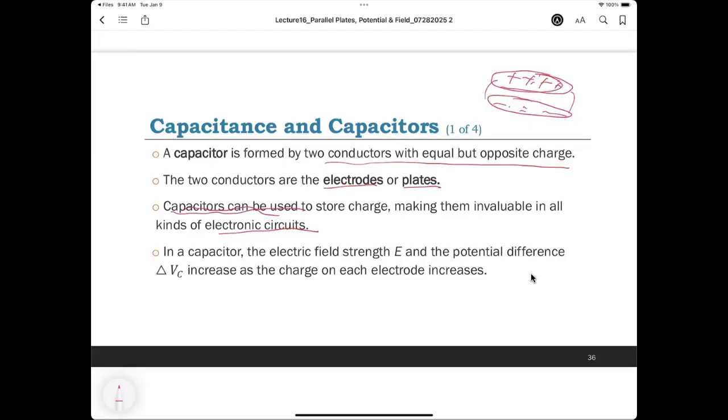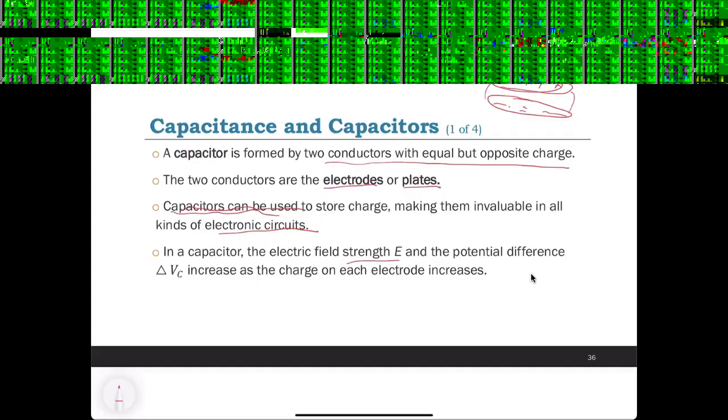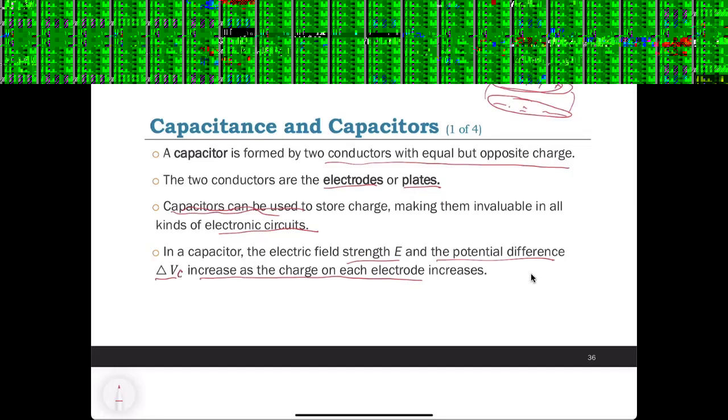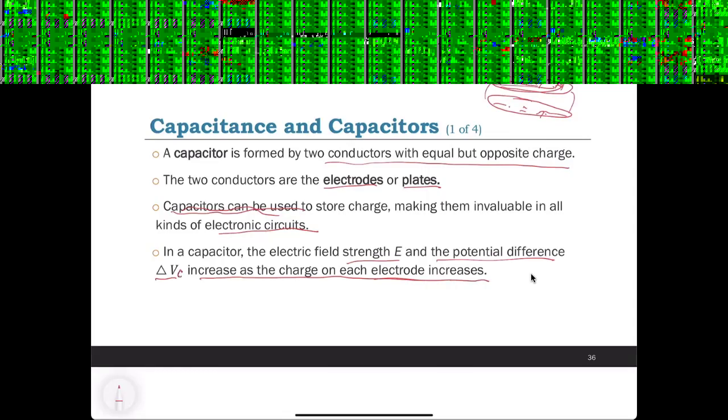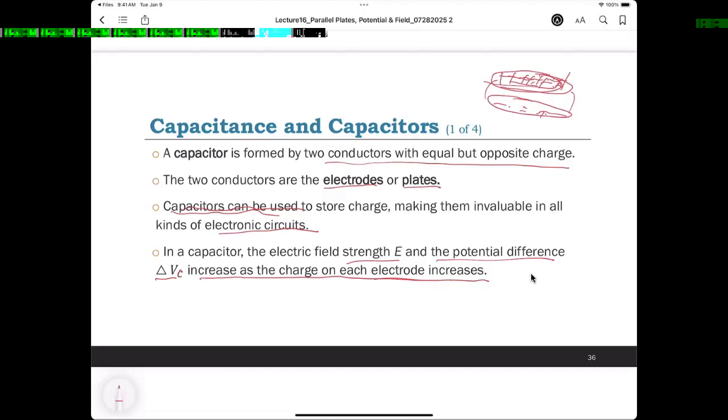In a capacitor, the electric field strength E and the potential difference delta V increase as the charge on each electrode increases. I think this makes sense. If you increase the charge on each electrode, in this plate you increase it, in this plate you increase it, the electric field strength and the potential difference are increased. This makes sense.